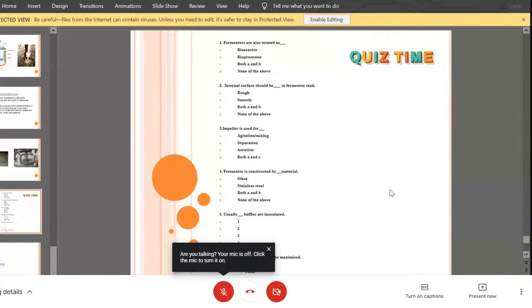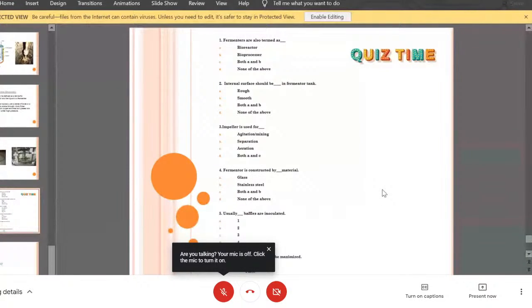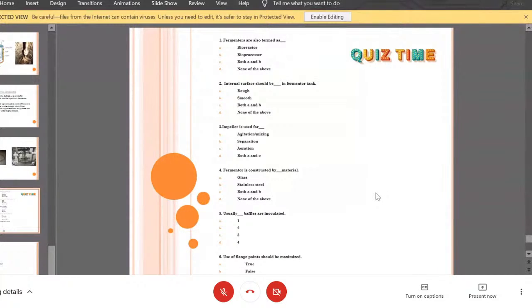Next question is internal surface should be dash inside the fermenter. Options are rough, smooth, both A and B, none of the above.